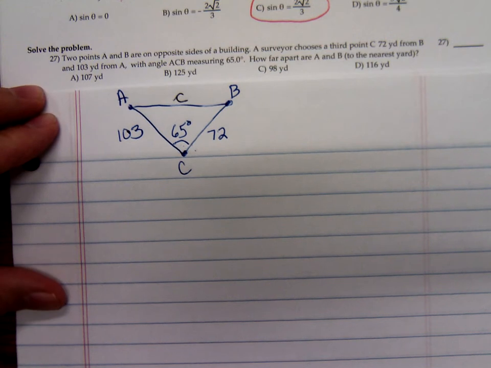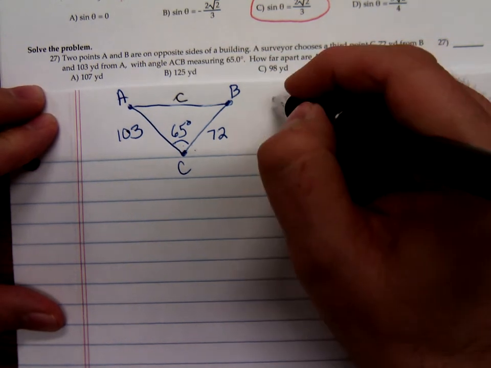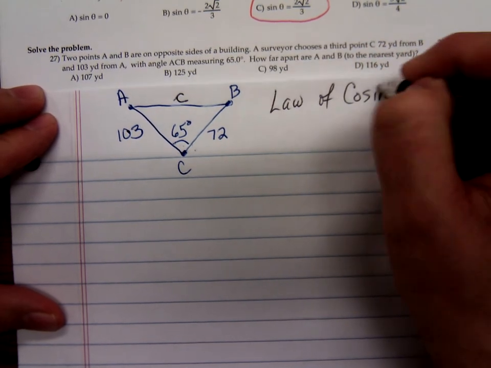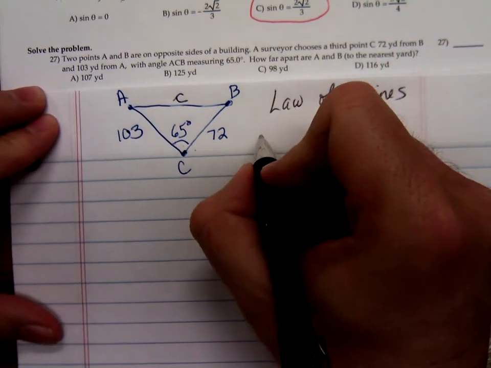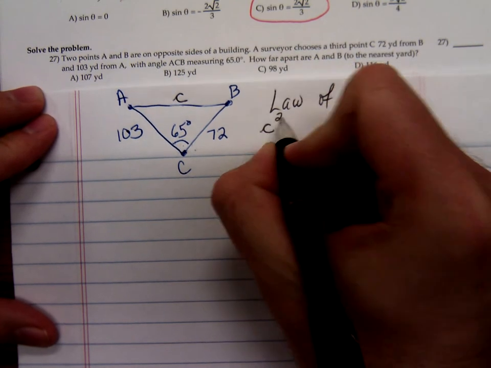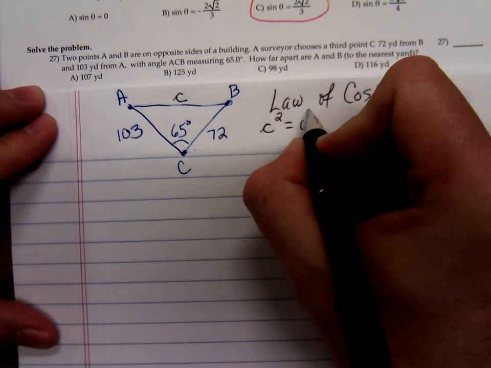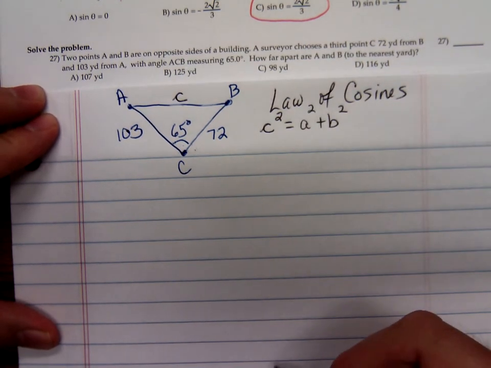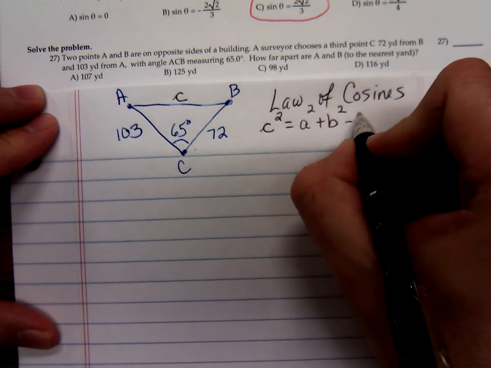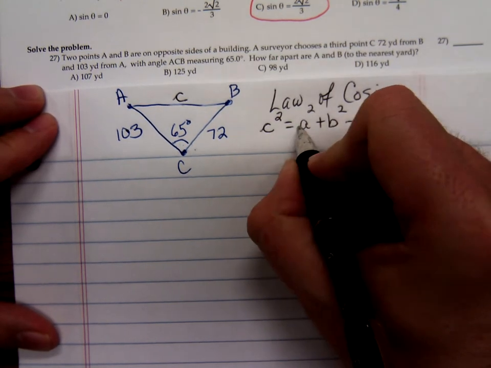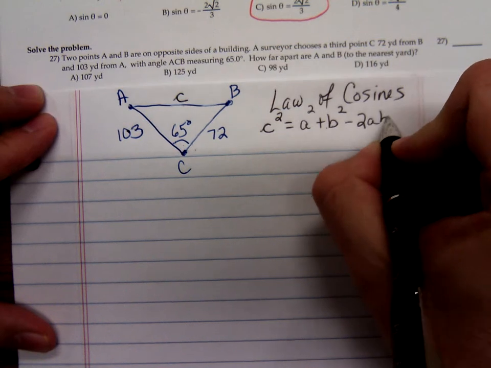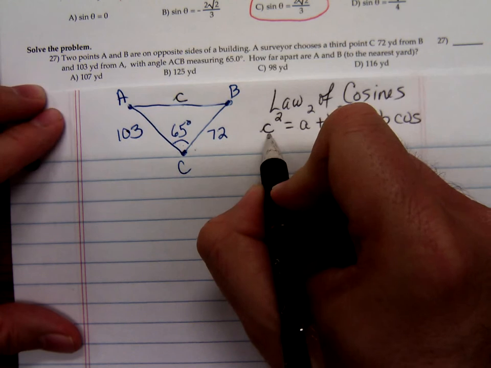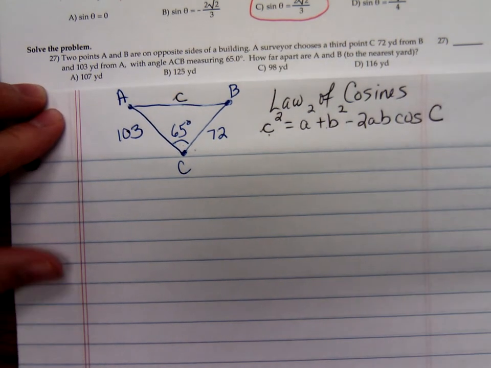Okay, so I'm calling that lowercase c, and I'm going to use the law of cosines. And since we're solving for lowercase c, what's that pattern? C squared equals, sort of starts off like the Pythagorean theorem, right? A squared plus b squared. Then it's a minus 2, these two sides right here. Cosine, this angle will coincide with this. See?